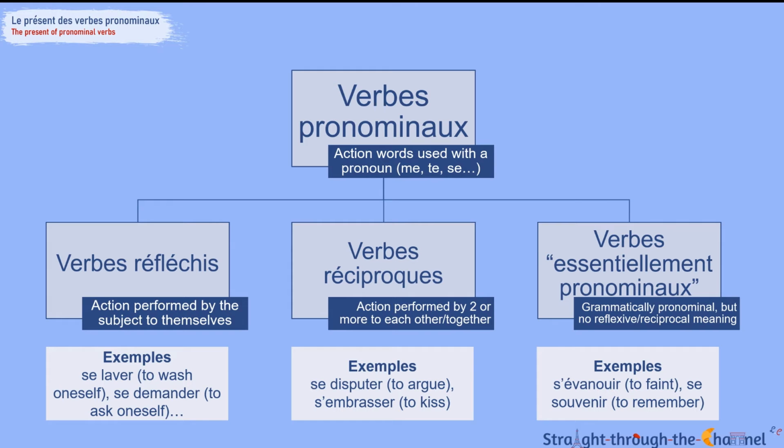And finally, the most complicated one is called essentially pronominal verbs. That's grammar for you. It's just a complicated way of saying that these are verbs that only exist with that tiny word in front of them. They cannot be used without it. So, for example, s'évanouir, to faint, or se souvenir, to remember.